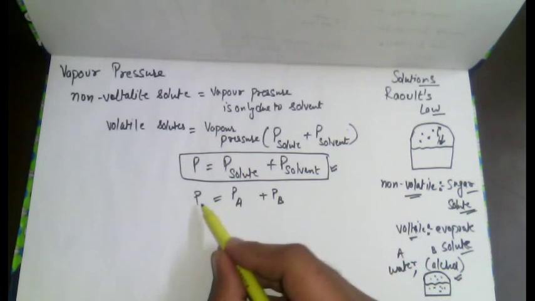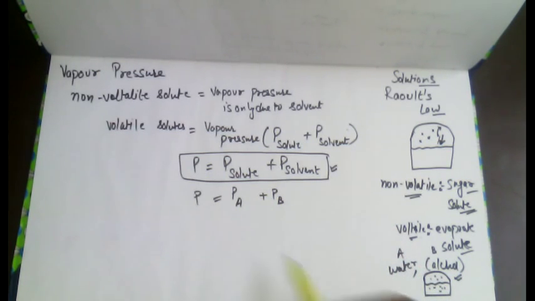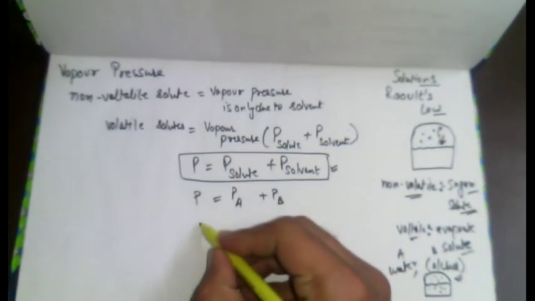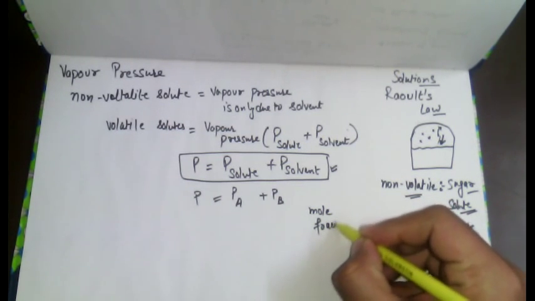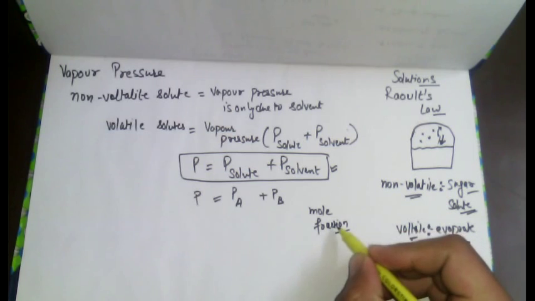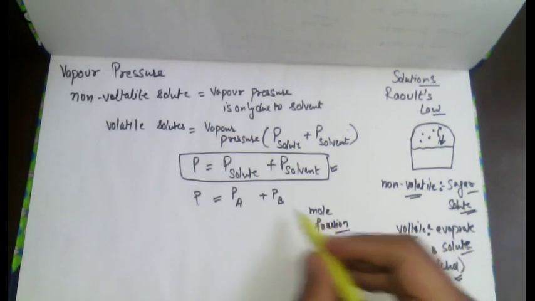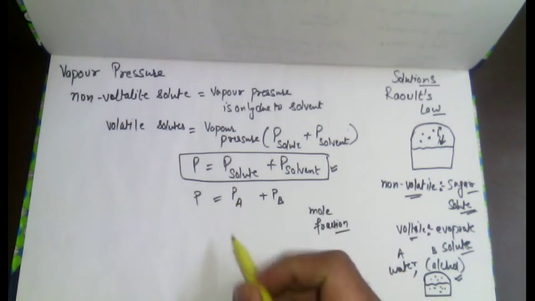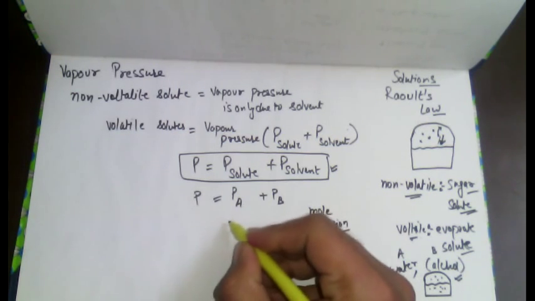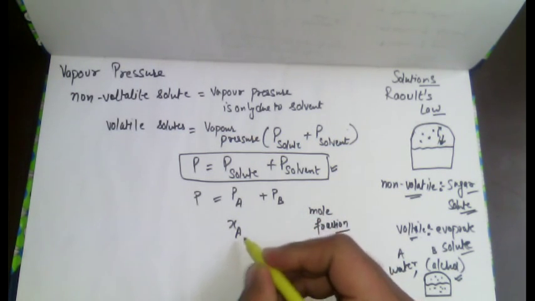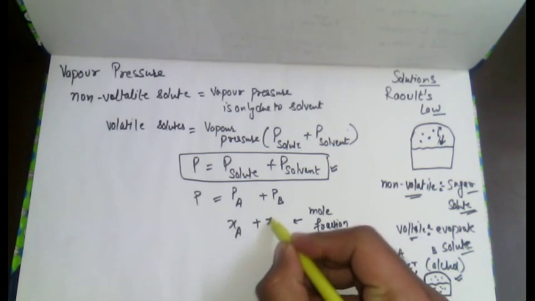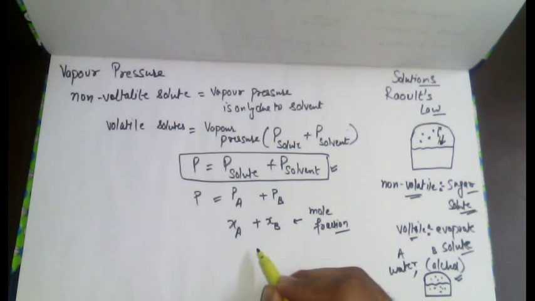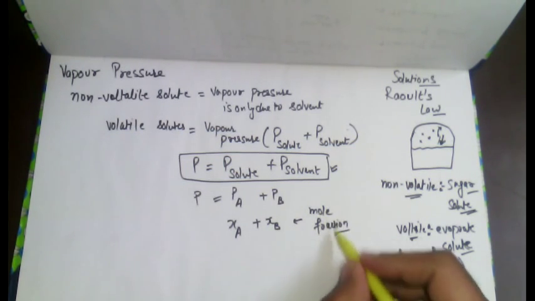So the overall pressure by the two components, alcohol and water, will be related to their mole fraction. When we talk about this A component, the water component, what's its mole fraction? Its mole fraction will be XA. We represent the mole fractions as XA and XB. What does mole fraction mean?